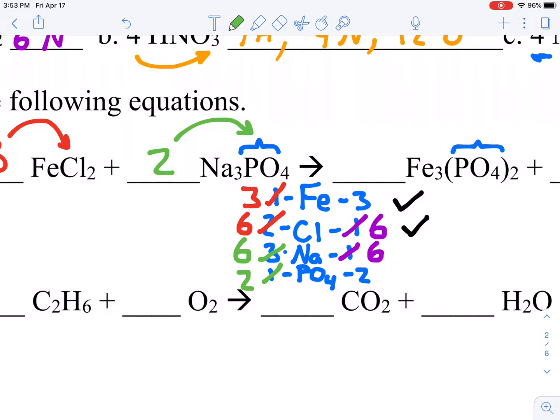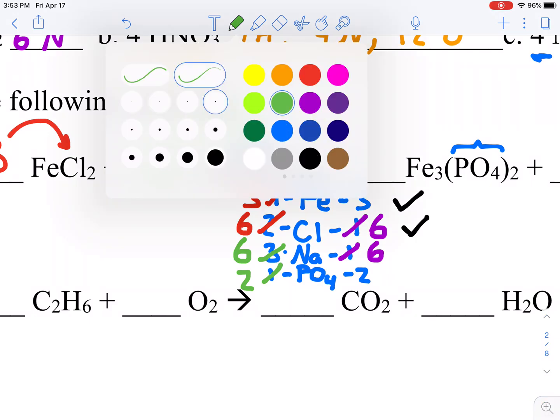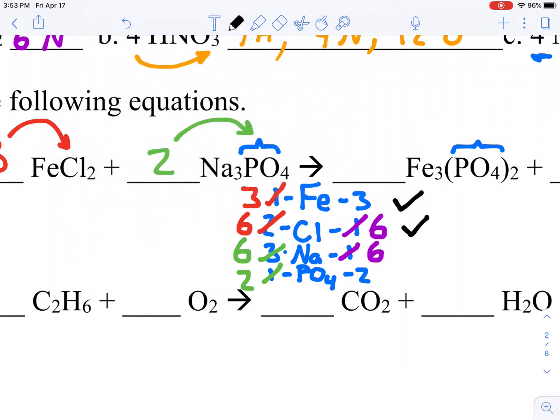And you'll notice that adding that single coefficient actually fixed both of our last 2 things, right? Sodium, there are now 6 on both sides. Phosphate, there are now 2 on both sides. So as soon as you've made all atoms equal on both sides, you're good to go. And I don't mean necessarily that all the numbers top to bottom need to be equal, right? We have 3 irons, 6 chlorines, etc. What I mean is that on the left and the right side, for iron, they're equal. And for chlorine on the left and the right, they're equal. And for sodium, they are equal.